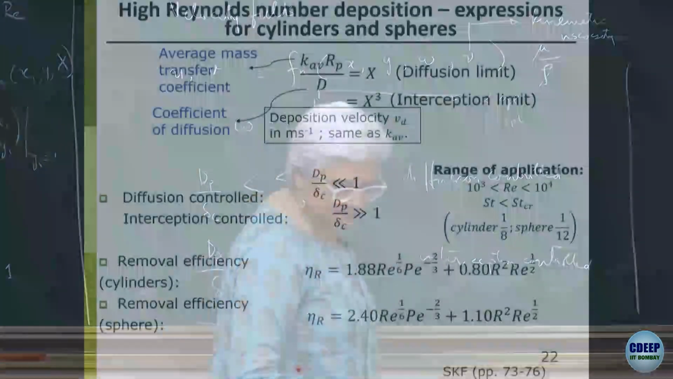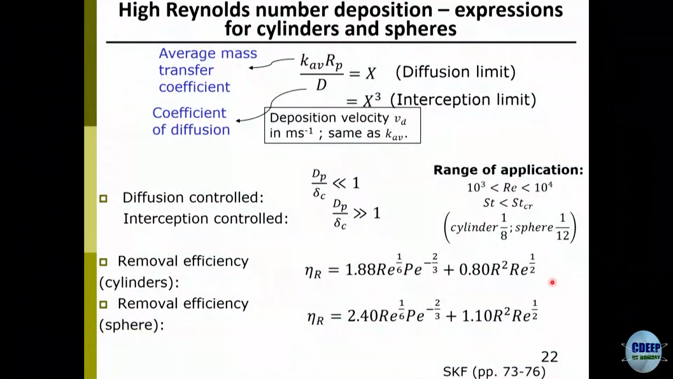is this. So we end up with removal efficiency, single element removal efficiency for cylinders and for spheres, right? And what does the first term look like? It has a Peclet to the minus 2/3. So, the first term in each case is a diffusion term.